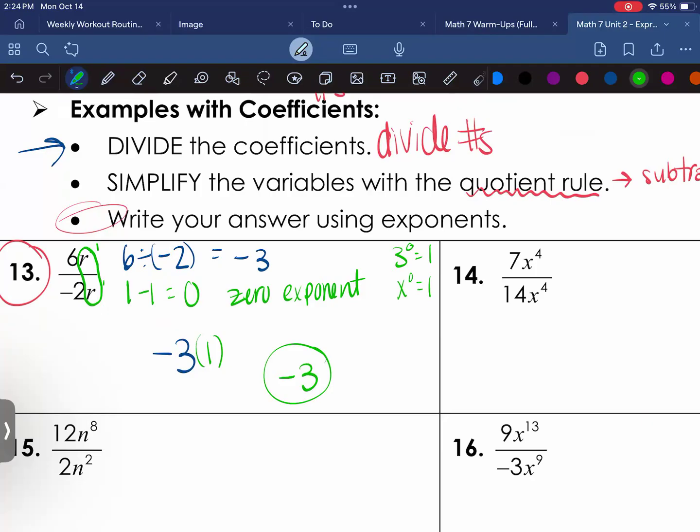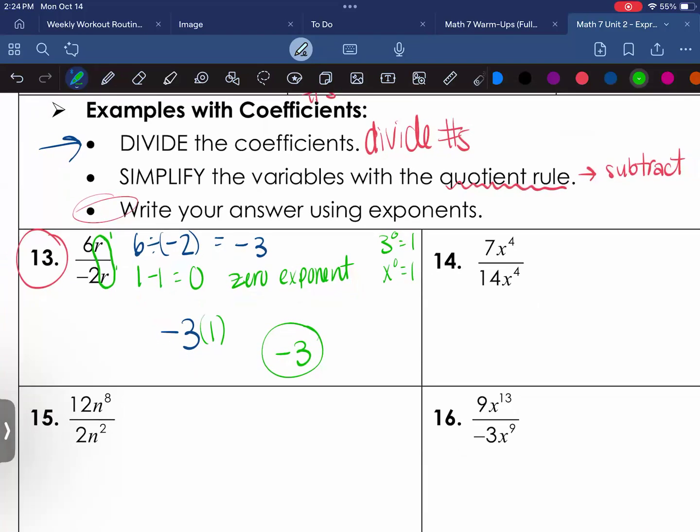Let's go ahead and do number 14. Now this one's a little bit different because we have a smaller number on top. So instead of doing 7 divided by 14 and getting a decimal, it would be 0.5, and that would technically be correct. We're going to leave it in fraction form now. So 7 divided by 14, or 7/14. We're just going to simplify that and keep it as a fraction.